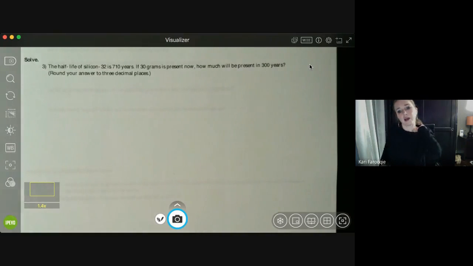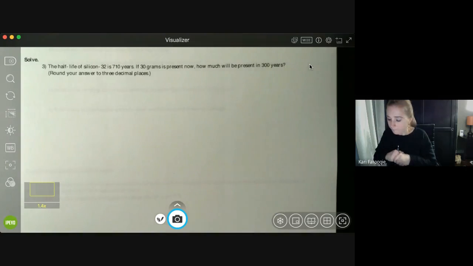The half-life of silicon-32 is 710 years. If 30 grams is present now, how much will be present in 300 years? Now, this one is a little bit tricky because it's a half-life problem. You will see a couple of these on your homework. You're going to do half-life problems always the same way.